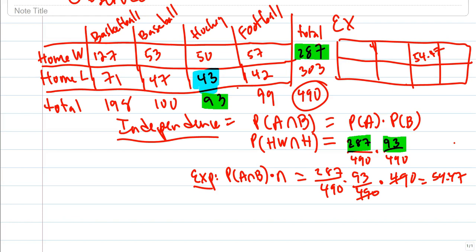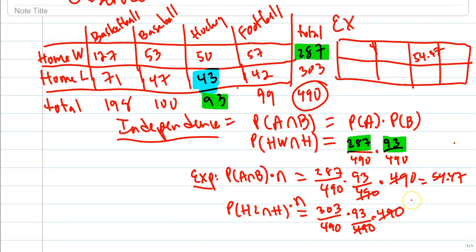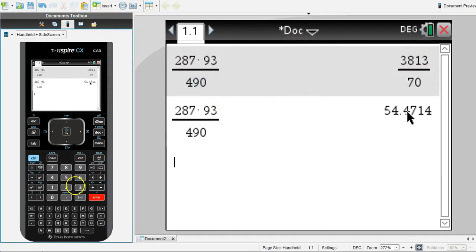Okay. Let's go ahead and calculate this right here. What's the probability of home loss and hockey? Well, that would be the probability of home losing, 303 out of 490, times the probability of hockey, still 93 out of 490. But if I want my expected, I'm going to multiply that times n, times 490. One of them goes away. So 303 times 93 over 490.